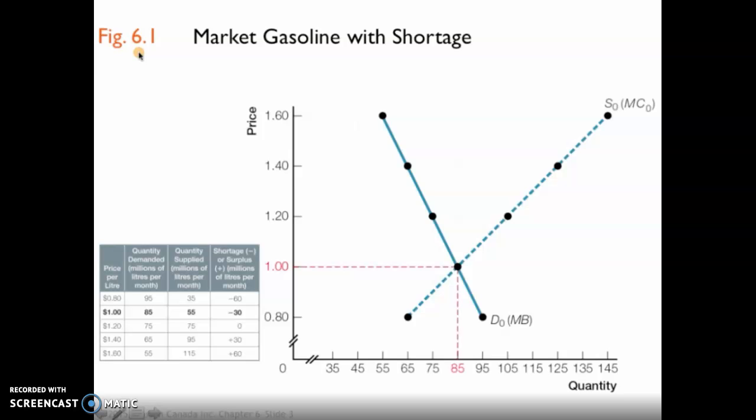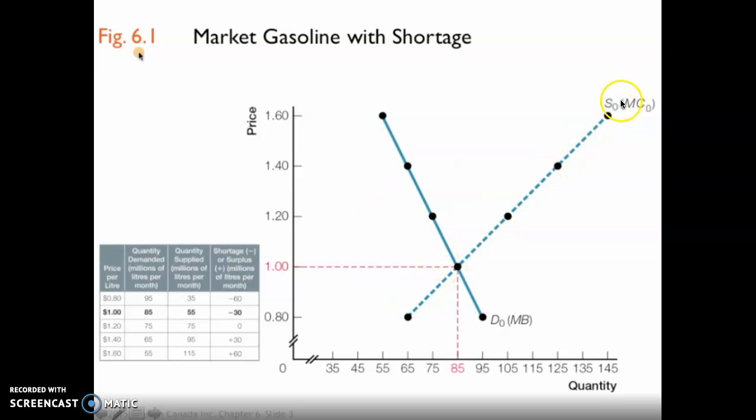Hi guys, I want to explain to you what happens when there's a shortage in the gasoline market. You can follow along if you flip to page 140 in your textbook. So we have here a usual downward sloping demand curve and a usual upward sloping supply curve.